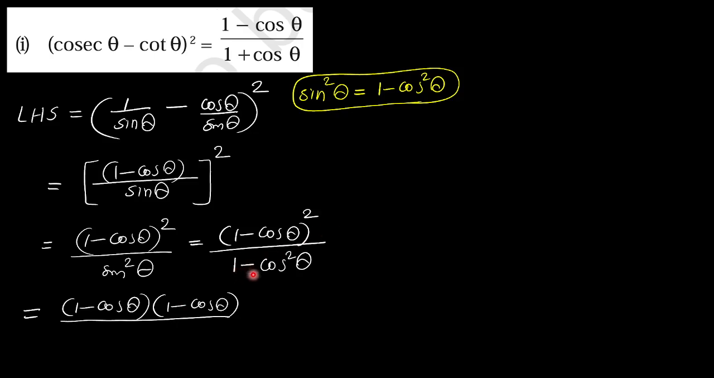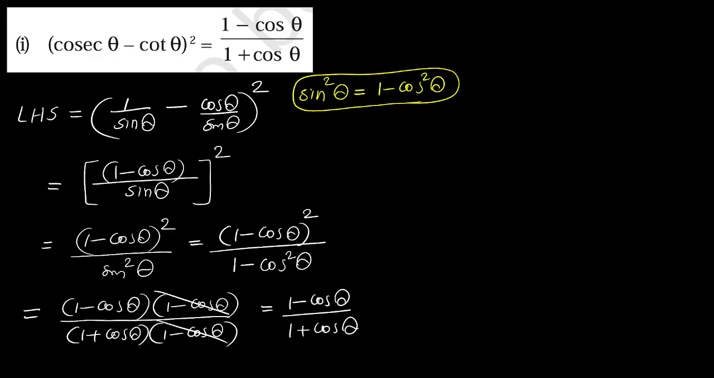Here this is a square minus b square. 1 square minus cos square. A square minus b square is a plus b into a minus b. 1 minus cos cancelled. We get the answer as 1 minus cos theta by 1 plus cos theta. This is the right hand side, RHS.